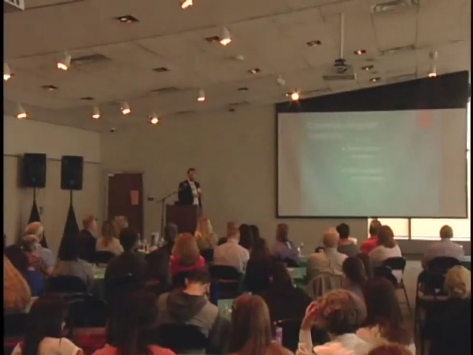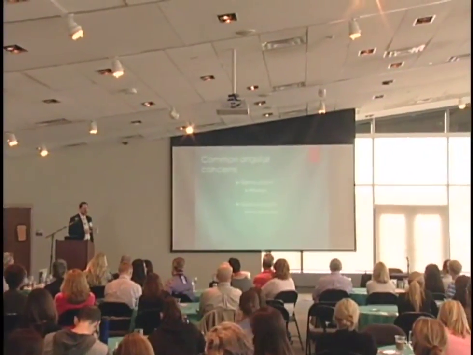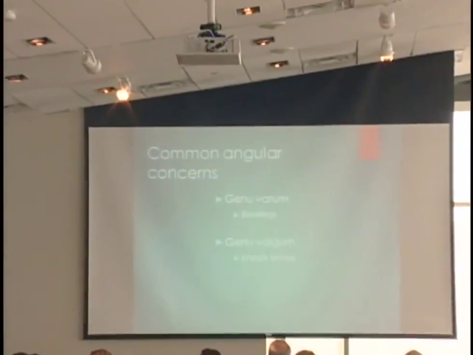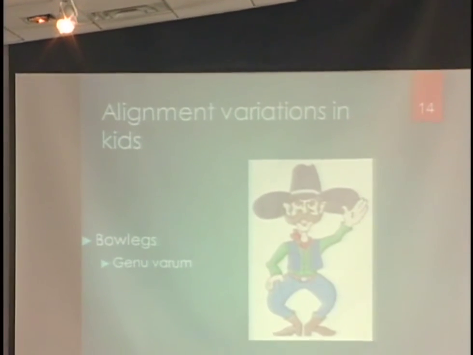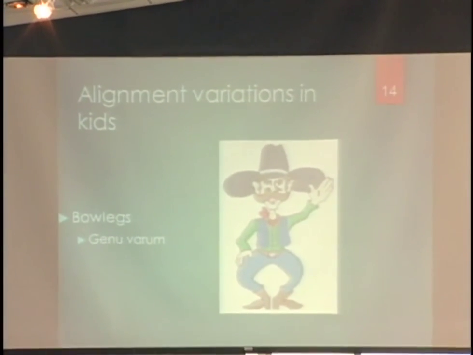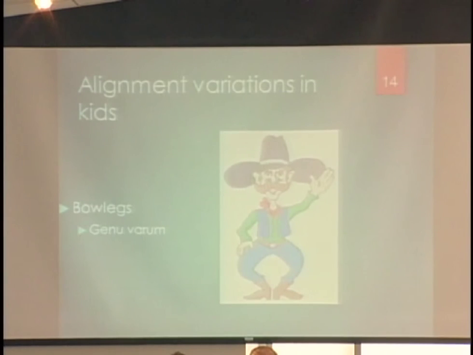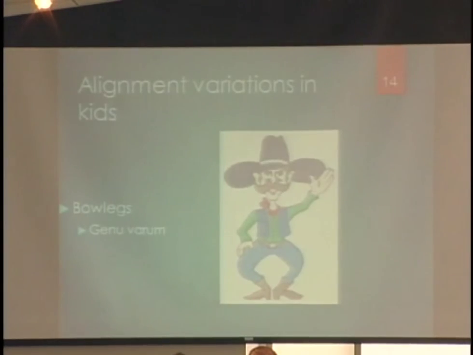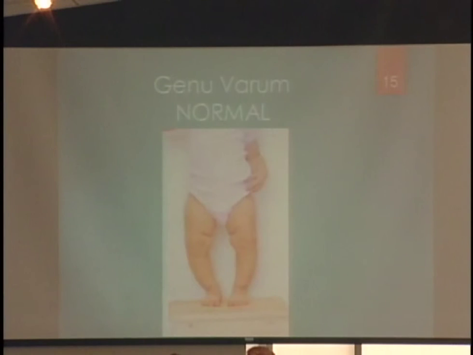So common angular concerns that we've mentioned here are bow legs or knock knees. Genu varum, genu valgum are the doctor words. So bow legs is genu varum. That means the knee is aligned toward the midline. That's what varus or varum is. And so you get that cowboy appearance, as if they've just come off the horse. That kind of looks like Max, but without the beard.